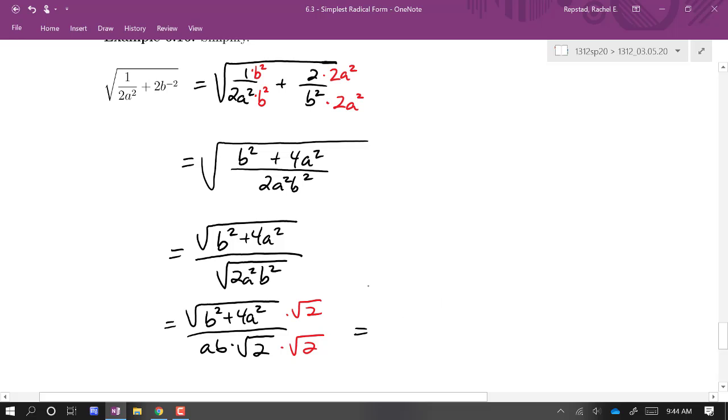So I'm going to just combine that in a single radical up top because we can combine radicals under multiplication. So we have 2 times parentheses b squared plus 4a squared. And I'll leave that. You could choose to distribute the 2 if you want. I'm going to just leave it like that. And this is all over 2ab. That's as far as we can go.